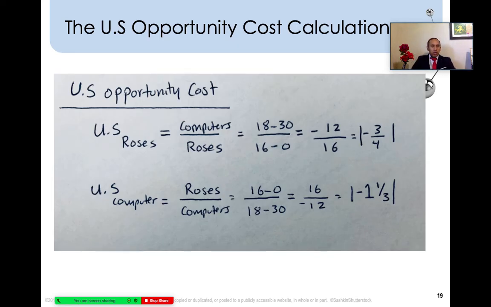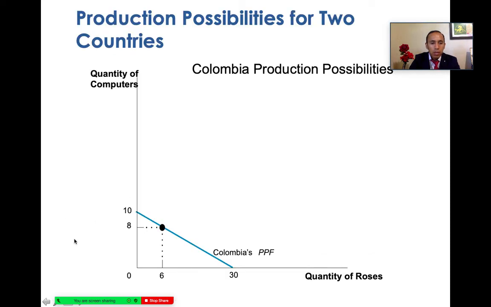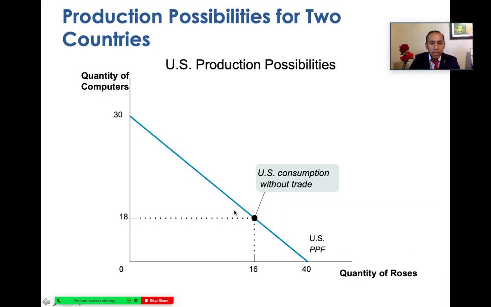The opportunity cost of production within the US is, if the US produces all roses, then it can produce up to 40 roses and it would have to sacrifice the computer production, which is 30. But it's currently operating at a bundle of 16 roses and 18 computers. Let's take a look at the US. The US is operating at 16 roses and 18 computers. So to produce 16 roses, they had to increase the production, so 16 minus 0, and it's producing 18 computers. So they had to cut the production of computers down from 30 to 18 to produce those 16 roses.